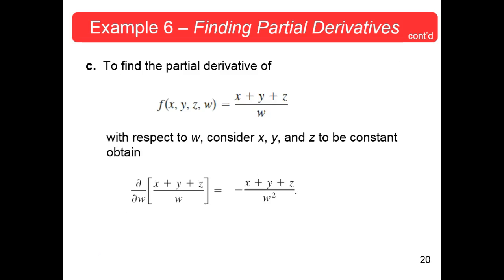Okay. And then the C part, to find the partial of a four independent variable function, f of x, y, z, w, when that is x plus y plus z divided by w, and you're taking the partial of f with respect to w, consider the x, y, and z to be constants. So basically you have a constant numerator times w to the minus 1. So take the derivative of that: it is minus 1 times that constant, x plus y plus z, divided by w squared. And that's exactly what we got. All right.